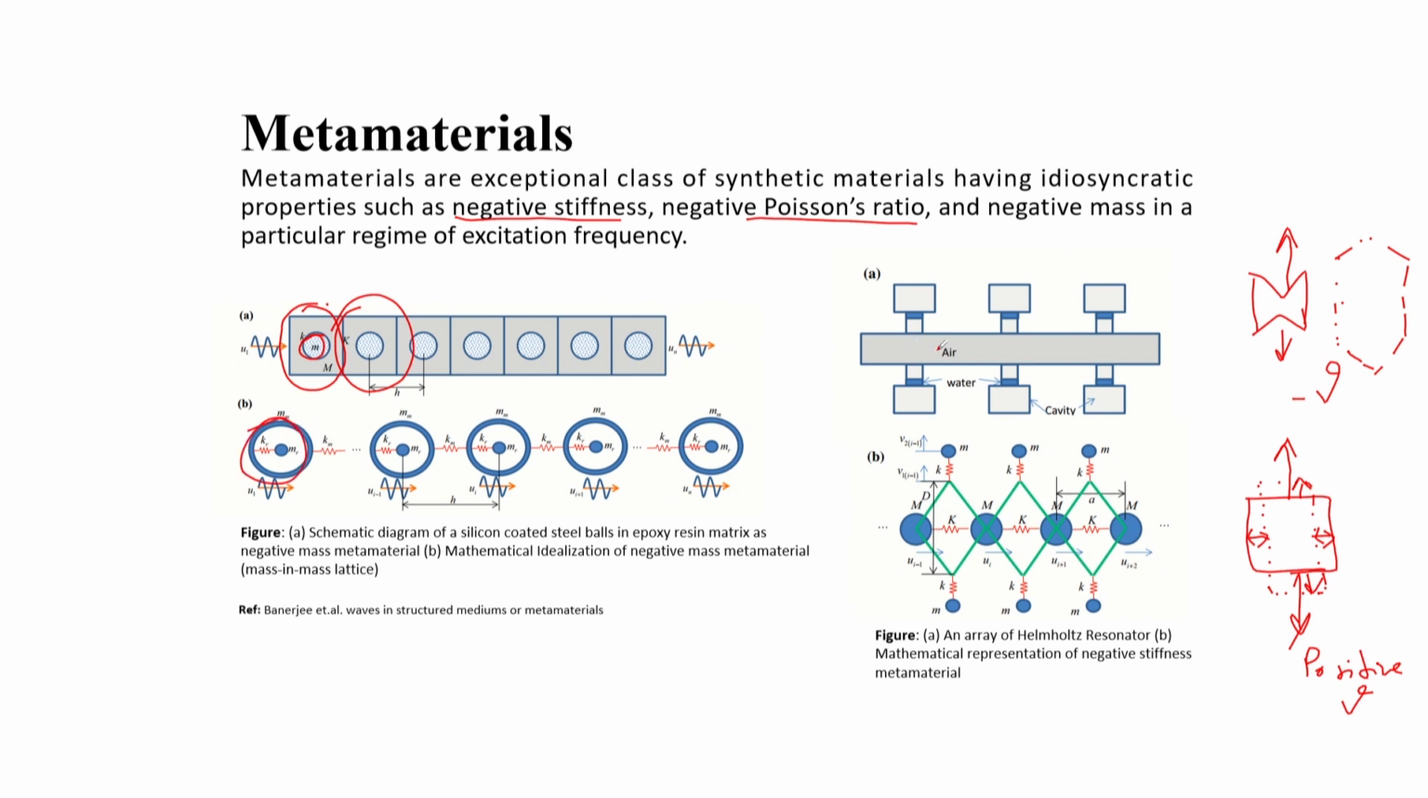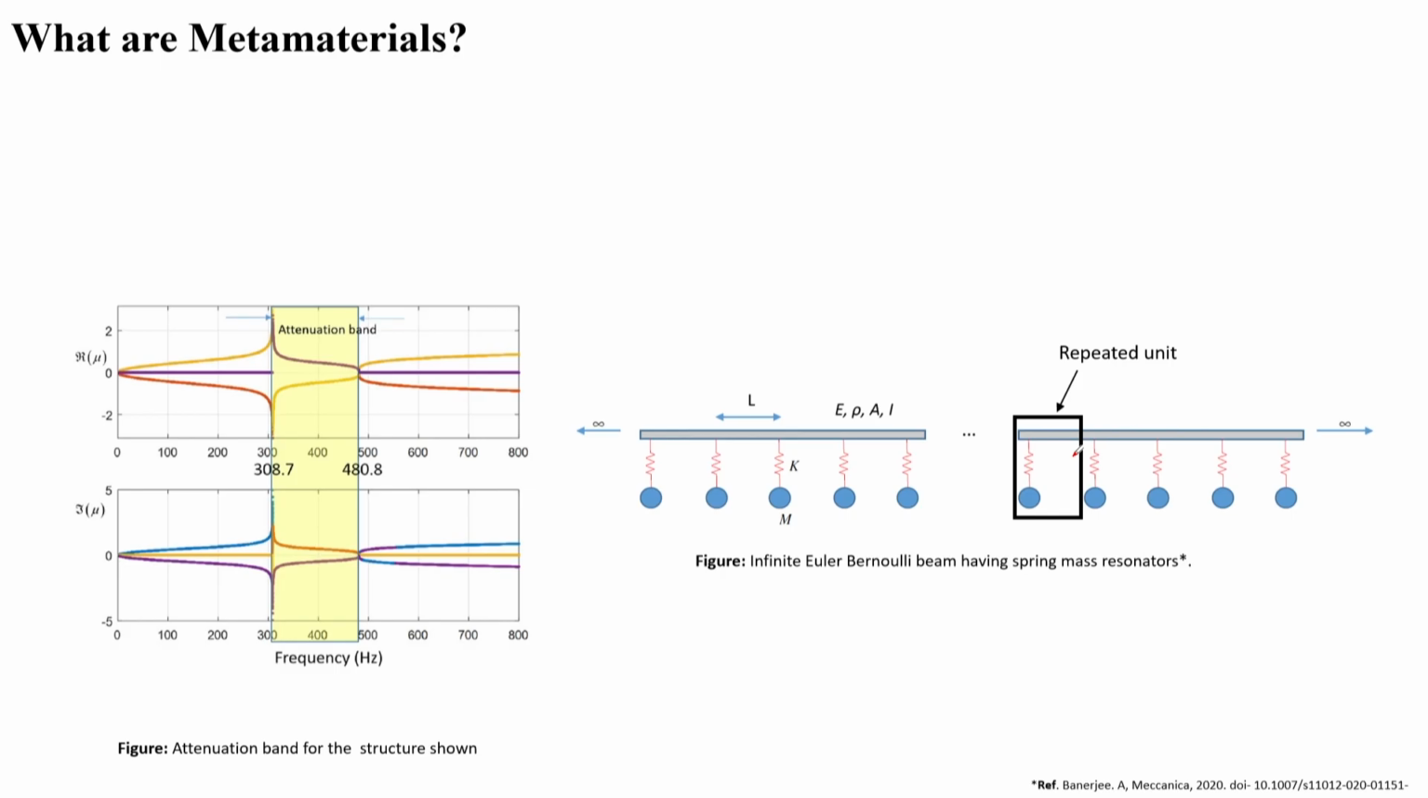Or you consider this structure, this is also repeated in nature, and what you have is this mass which is added to this system with the help of some springs. As a result, this whole thing behaves like an array of Helmholtz resonators, and you can create negative stiffness from this system. I will talk about the exact technology later on.